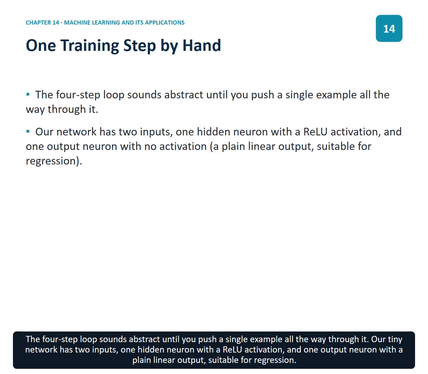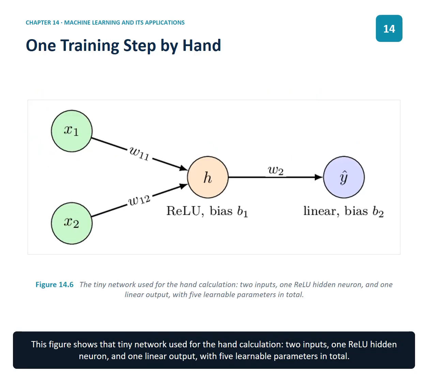The 4-step loop sounds abstract until you push a single example all the way through it. Our tiny network has 2 inputs, one hidden neuron with a ReLU activation and one output neuron with a plain linear output, suitable for regression. This figure shows that tiny network used for the hand calculation, 2 inputs, one ReLU hidden neuron, and one linear output with 5 learnable parameters in total.